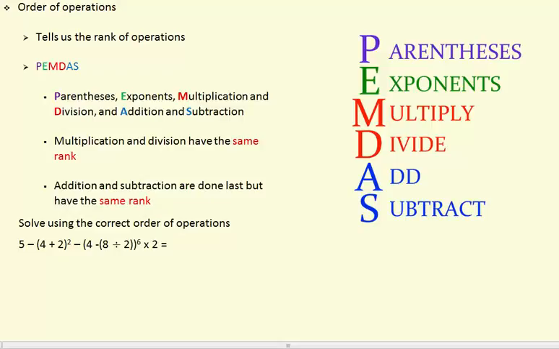To help us remember the correct order of operations, we have an abbreviation called PEMDAS, where the P stands for parentheses, E for exponents, M for multiplication, and D for division. Then finally A for addition, and S for subtraction, where parentheses are always dealt with first, and addition and subtraction are always handled lastly. Multiplication and division have the same rank and can be done in any order, as well as addition and subtraction, which have the same rank, but are done last.